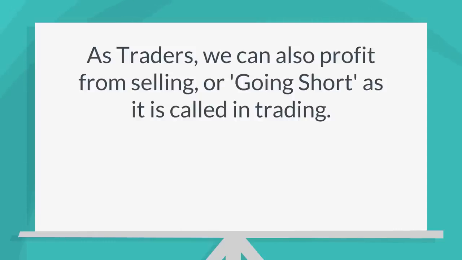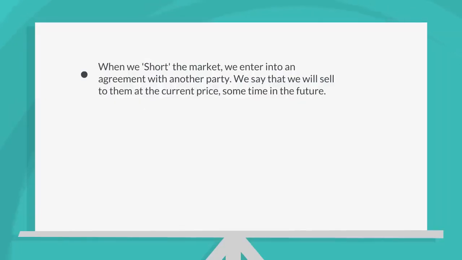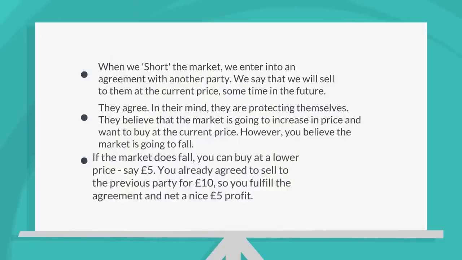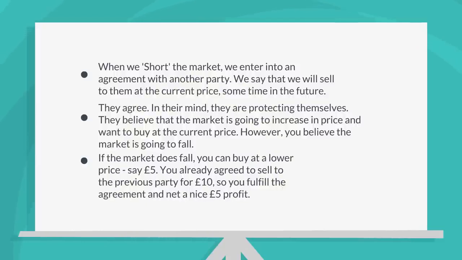As traders, we can also profit from selling, or going short as it is called in trading. When we short the market, we enter into an agreement with another party. We say that we will sell to them at the current price, sometime in the future. They agree. In their minds, they are protecting themselves. They believe that the market is going to increase in price and want to buy at the current price. However, you believe the market is going to fall. If the market does fall, you can buy at a lower price, say £5. You already agreed to sell to the previous party for £10. So you fulfill the agreement and make a nice £5 profit.